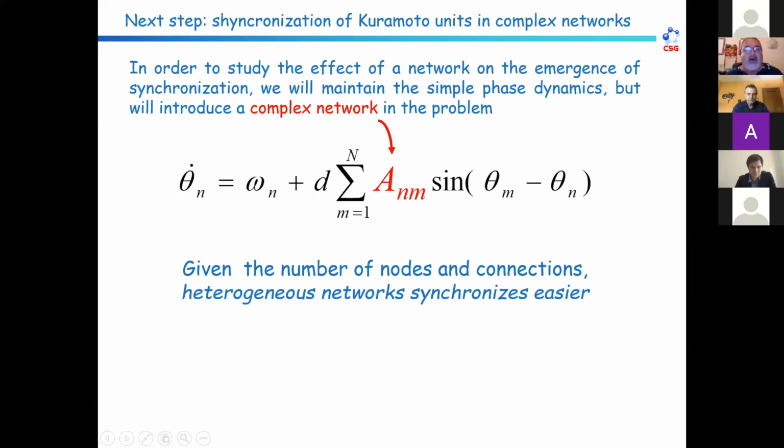Now you see immediately which are the two ingredients of the cake. The two ingredients of the cake are the initial frequencies that each oscillator has, the natural frequency, so in our case, the frequency distribution that you assign, and the topology of the connections, the way these oscillators are interacting in the network.